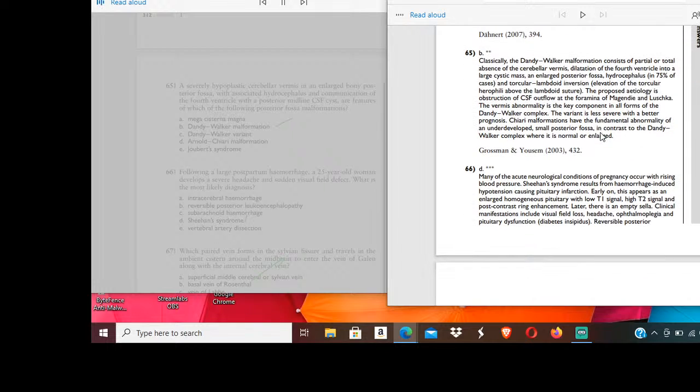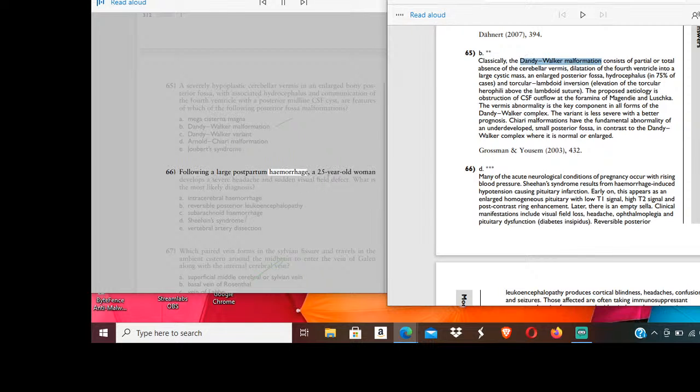312. 65. A severely hypoplastic cerebellar vermis in an enlarged bony posterior fossa, with associated hydrocephalus and communication of the fourth ventricle with a posterior midline CSF cyst, are features of which of the following posterior fossa malformations? A. Megacisterna magna. B. Dandy-Walker malformation. C. Dandy-Walker variant. D. Arnold-Chiari malformation. E. Joubert syndrome.